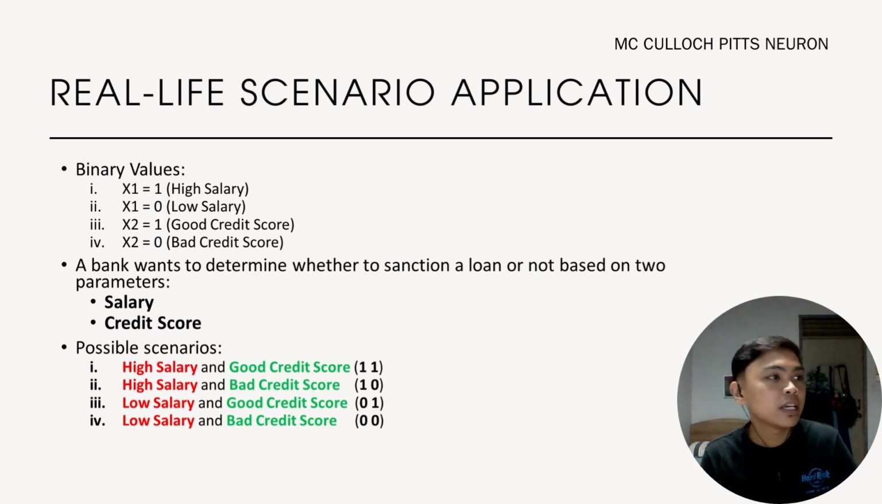As you can see from the slides, high salary and good credit score is defined with the binary values of both ones. The next one, high salary and bad credit score, is defined as 1, 0. Low salary and good credit score is defined as 0, 1. And the last one, low salary and bad credit score, is defined as both zeros.